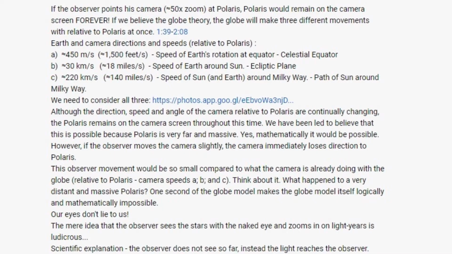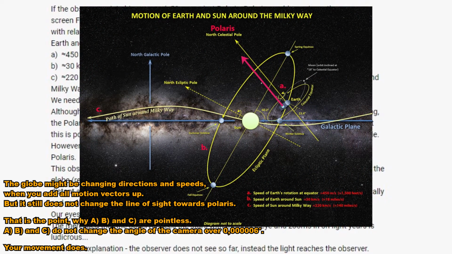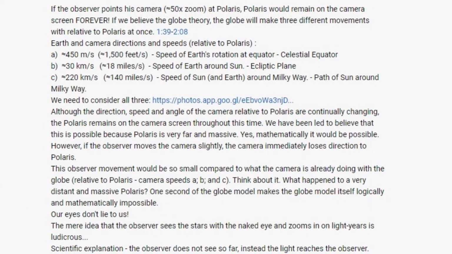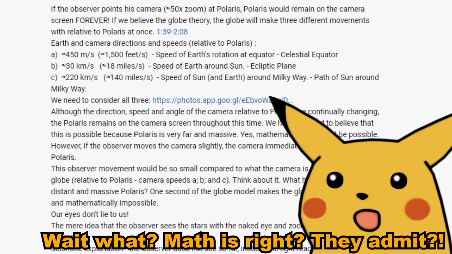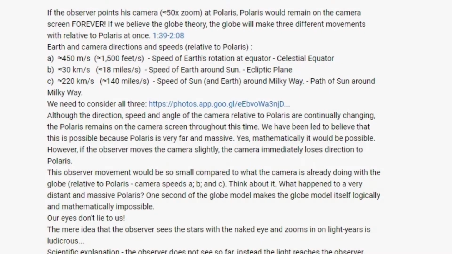We need to consider all three. Actually, no. This picture. Although the direction, speed, and angle of the camera relative to Polaris are continually changing, the Polaris remains on the camera screen throughout this time. We have been led to believe that this is possible because Polaris is very far and massive. Yes, mathematically it would be possible. However, if the observer moves the camera slightly, the camera immediately loses direction to Polaris. This observer movement would be so small compared to what the camera is already doing with the globe.